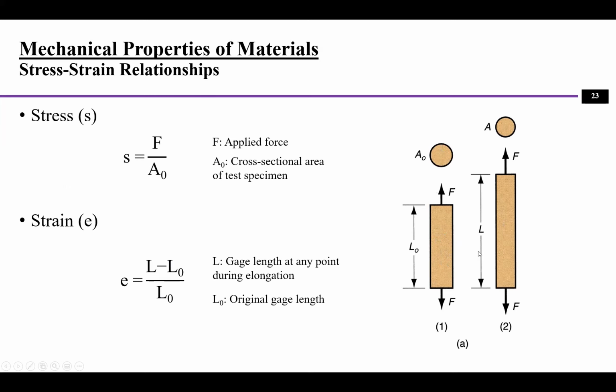For example, when we apply a tensile stress to stretch this material, its original length is L0, and after we apply the force, it is stretched to L. Then the change of the length is L minus L0, divided by the original length L0. So here we can calculate the strain of the force.